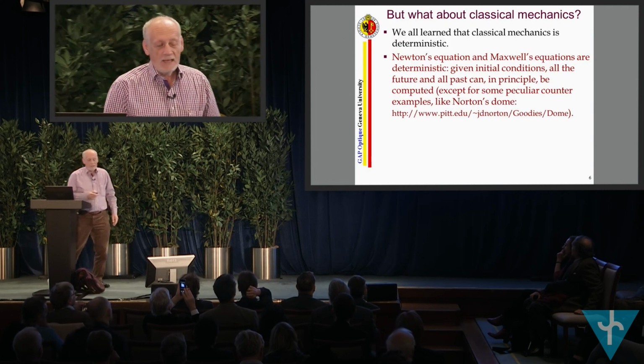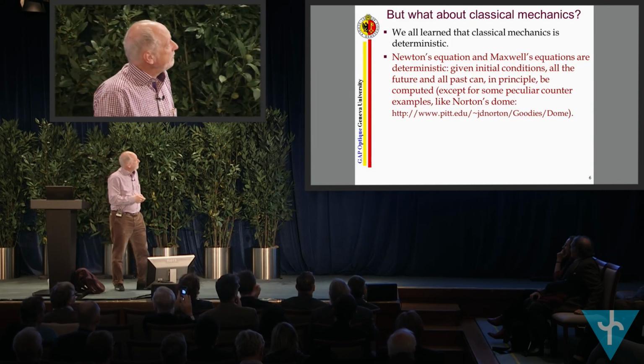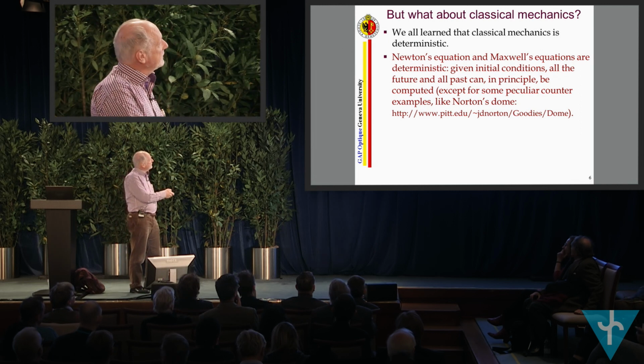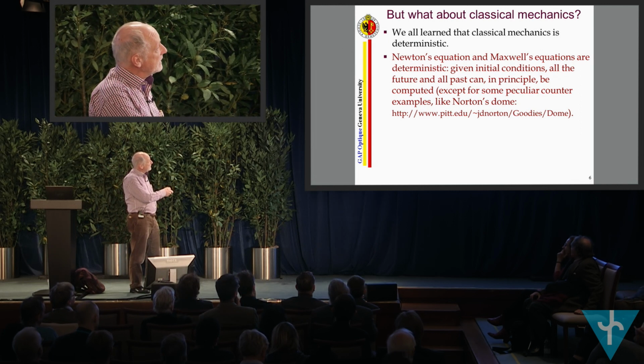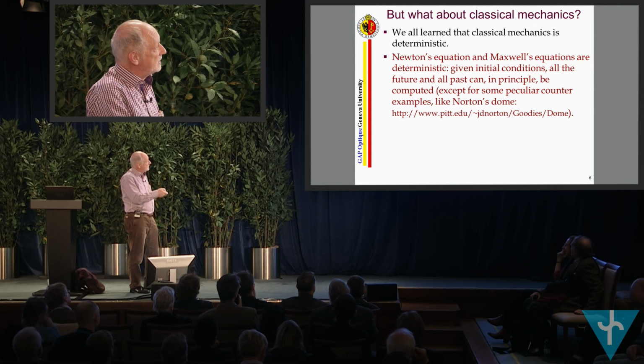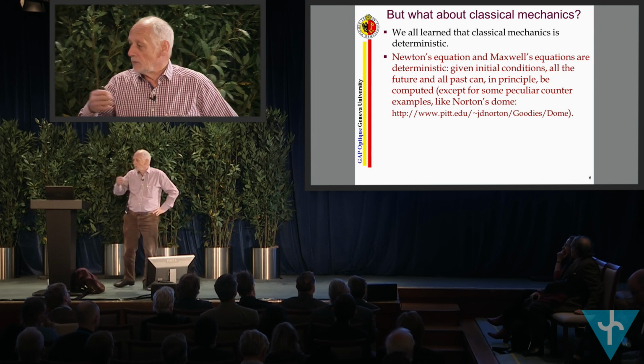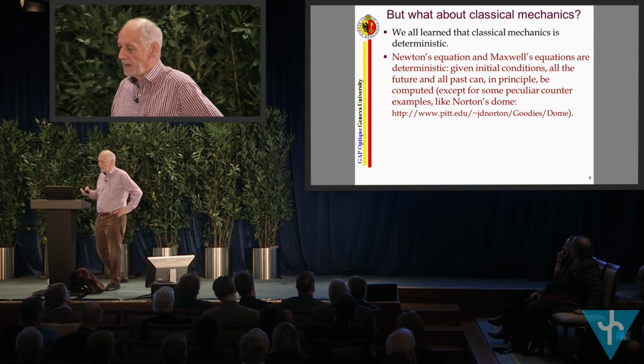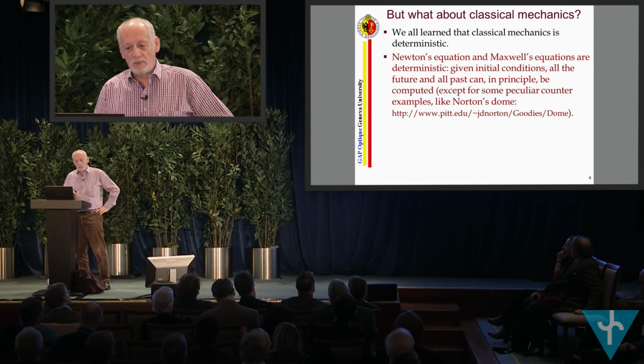But what about classical mechanics? We all learned that classical mechanics is, on the contrary, deterministic, because Newton's and Maxwell's equations are deterministic. Given some initial condition, the future, and by the way also the past, can in principle be computed.